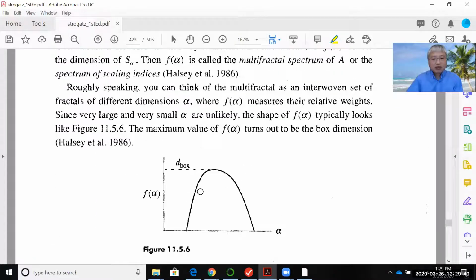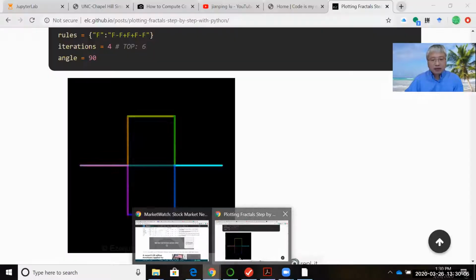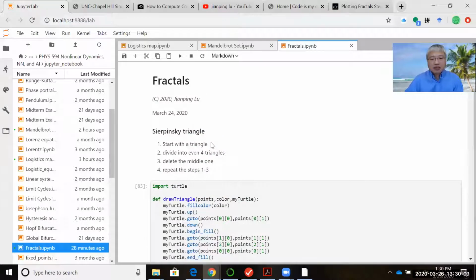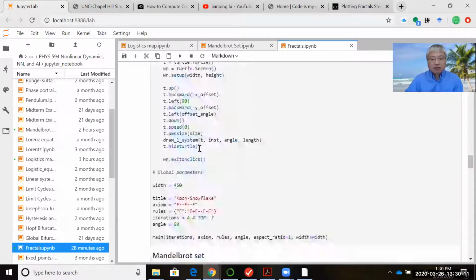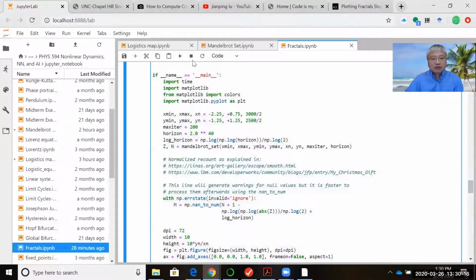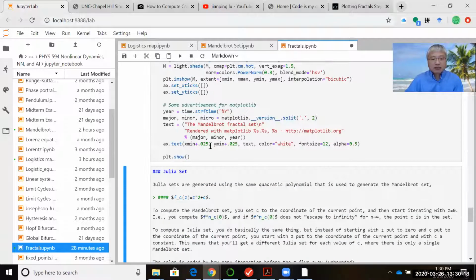But I'm going to spend the next lecture talking about the Mandelbrot set, which will make the concept of fractal, which is prevalent in the literature, clearer. And here I have the Mandelbrot set itself, which is generated by this code. I will talk about it in the next lecture, but it's a very beautiful object.